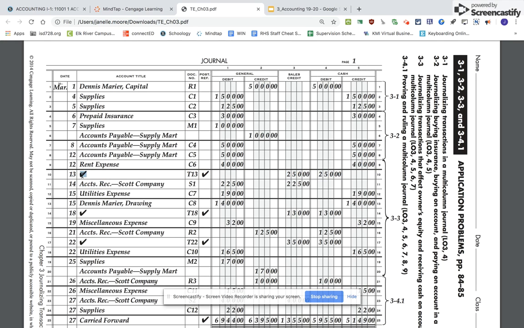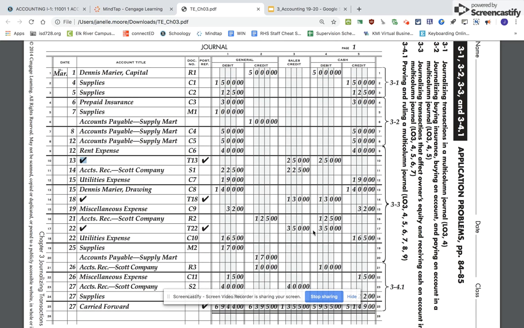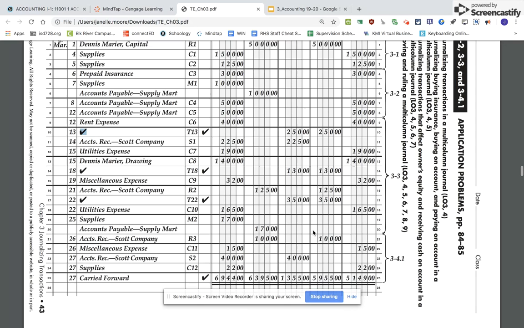I am going to go down and show you number 13 right now. This would be sold services and we received cash for them. So received cash for sales. So again, we have March the 13th and we put in a post-ref check. Remember in the MindTap program, you're going to click the arrow down. It's a terminal summary. We're going to credit sales. We're going to debit cash. This is the whole problem. I'm just going to leave it up there for a second so you can look at it or maybe pause the screen and come back to it.